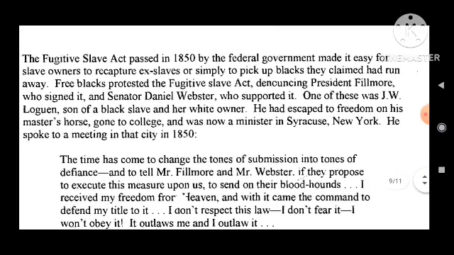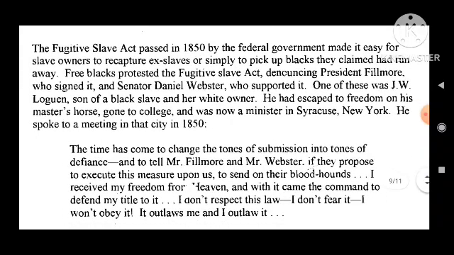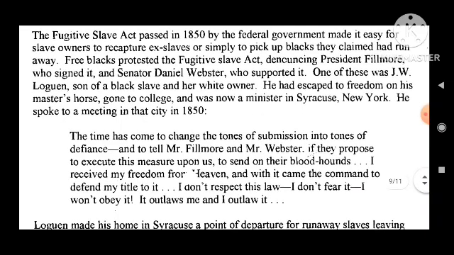One of these was J.W. Logan, son of a black slave and her white owner. He had escaped to freedom on his master's horse, gone to college, and was now a minister in Syracuse, New York. He spoke to a meeting in that city in 1850.